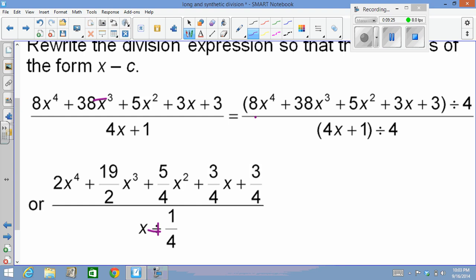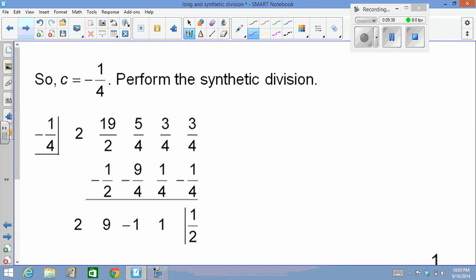Just like before, I'm going to take the x plus 1 fourth, set it equal to 0. So that's going to tell me what number I'm going to put in my box. When I do that, I'm going to get x equals negative 1 fourth. So the negative 1 fourth is the number that goes in the box. My coefficients that I had before for my polynomial after I divided go in my line for my coefficients up there. And then I follow the same procedure.